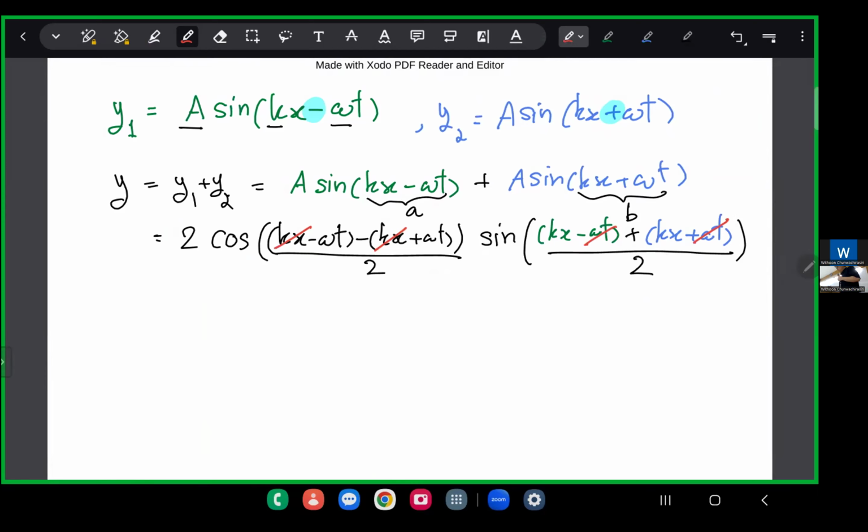So in the end, what you have is 2 cosine, twice the negative omega t divided by 2, so you get negative omega t out. The sine term, you have 2 of the kx divided by 2, so you get back the kx. Now you don't care about the negative under the cosine function because cosine of a positive or a negative number is the same.